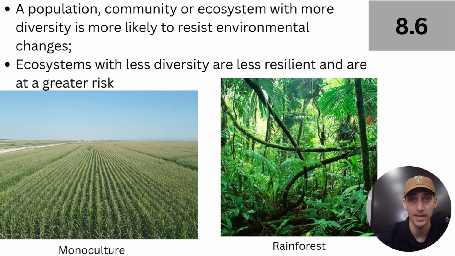Just in a very similar way that natural selection works, an ecosystem with a greater variety of life is going to be more resilient. Because there's a higher chance of an individual being better able to adapt to that change in the environment and pass down its genes and continue life in that community or that ecosystem. Consequently, ecosystems with less diversity are less resilient and are at a greater risk.